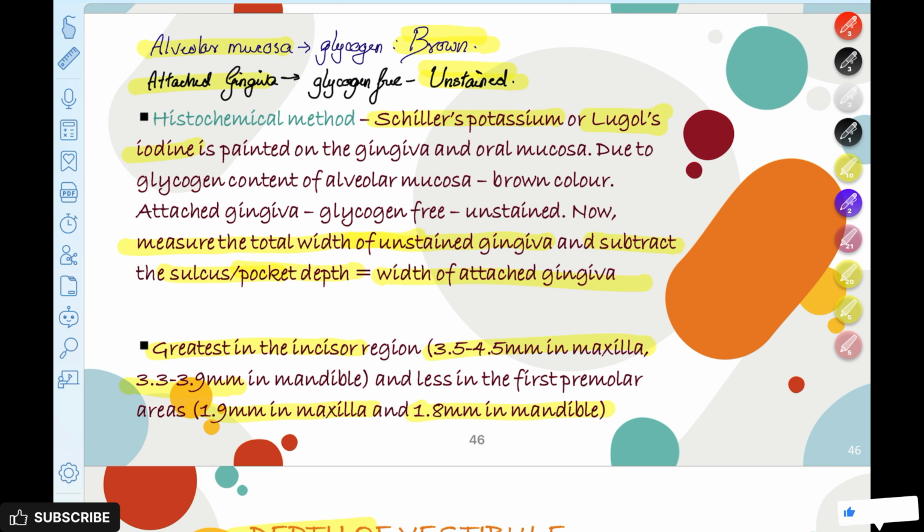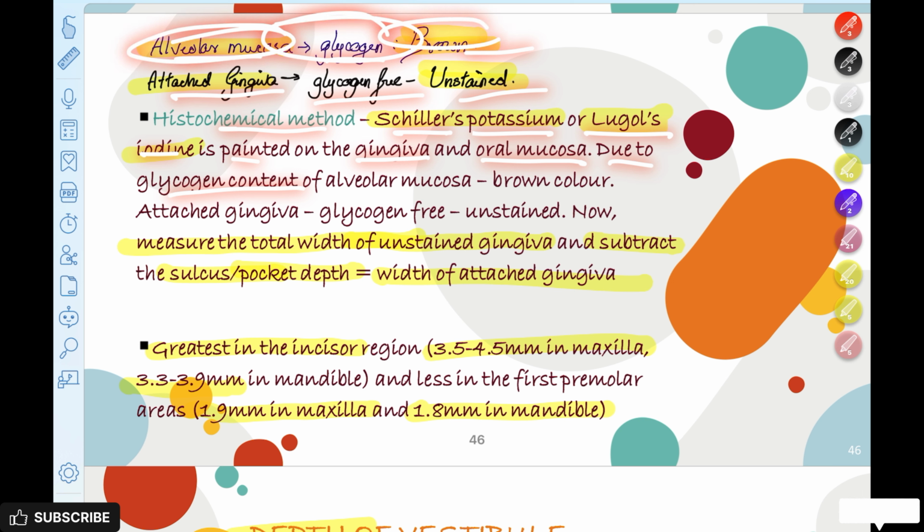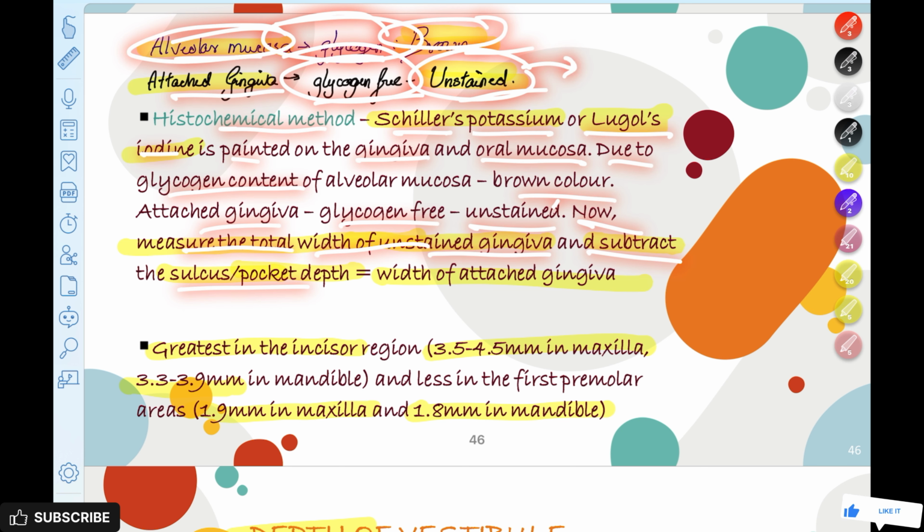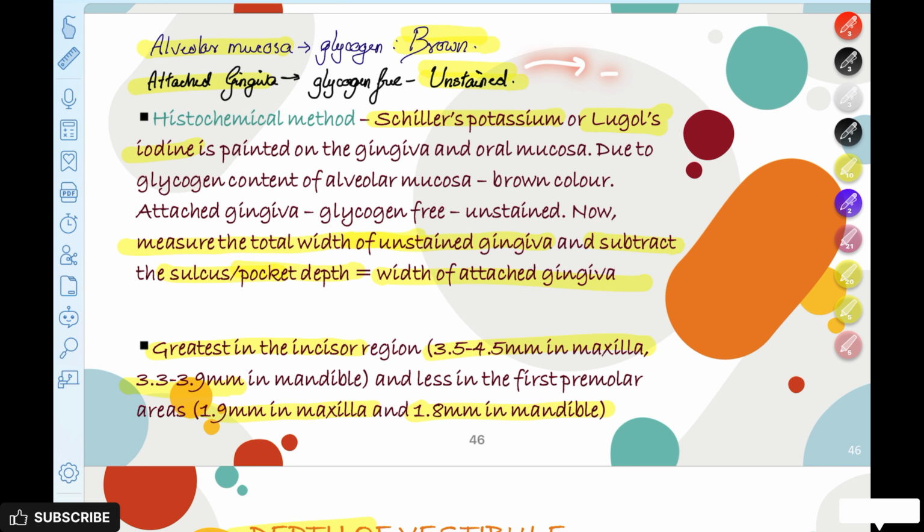Next we can do the histochemical method for the width of attached gingiva. Remember, the alveolar mucosa appears brown and the attached gingiva remains unstained. As alveolar mucosa has glycogen, it appears brown, and attached gingiva is glycogen free, so it is unstained. The histochemical method used is Schiller's potassium or Lugol's iodine, which is painted on the gingiva and oral mucosa. Now measure the total width of unstained gingiva and subtract the sulcus depth to get the width of the attached gingiva.